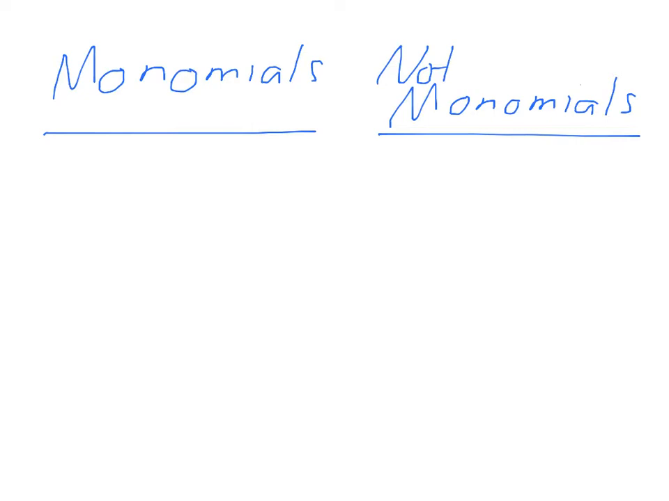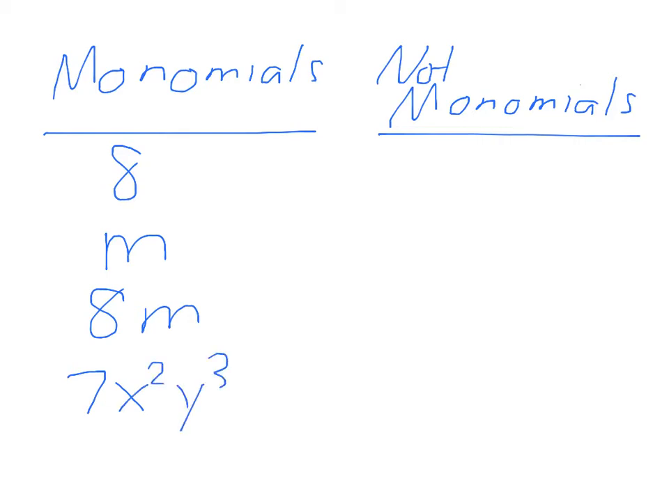So something like a number like 8 would be a monomial. A variable like m would be a monomial. 8m would be a monomial. 7x squared y cubed is a monomial because all it involves is a product.